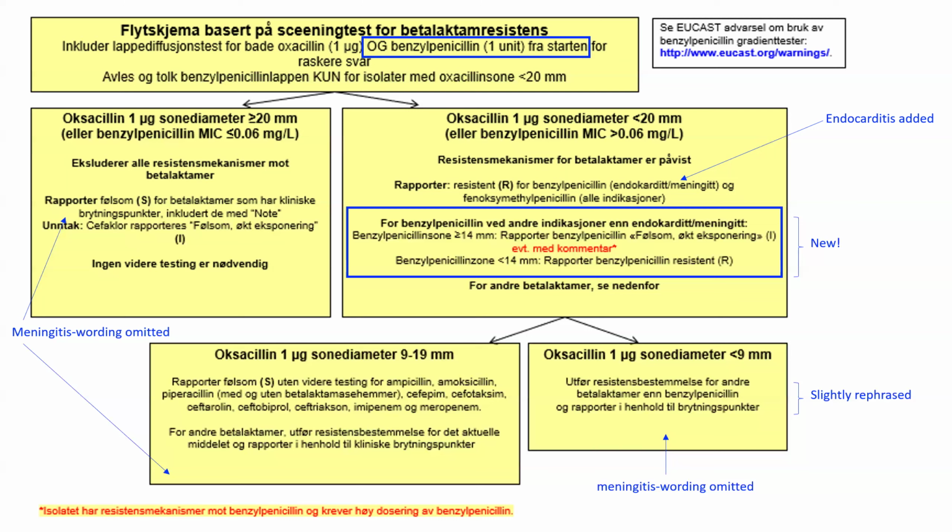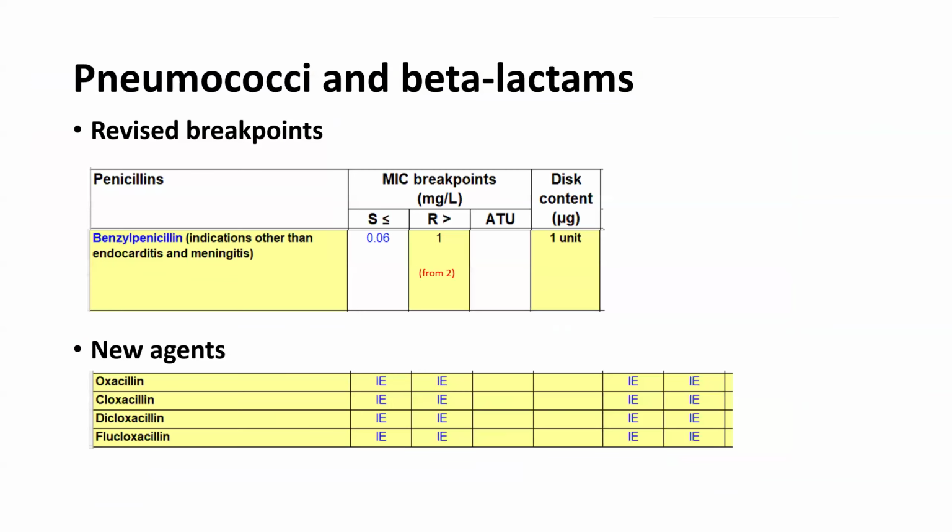And the last box to the bottom right, it's mostly that the meningitis wording is omitted, and we just slightly rephrased that you test other beta-lactams, but you don't need to think about benzyl penicillin because that's already taken care of. So that was in short, and like I said, you should look at the webinar from December 5th if you didn't attend. So here is the breakpoint part where the R now goes from 2 to 1, and that's why it's had consequences also for dosing.